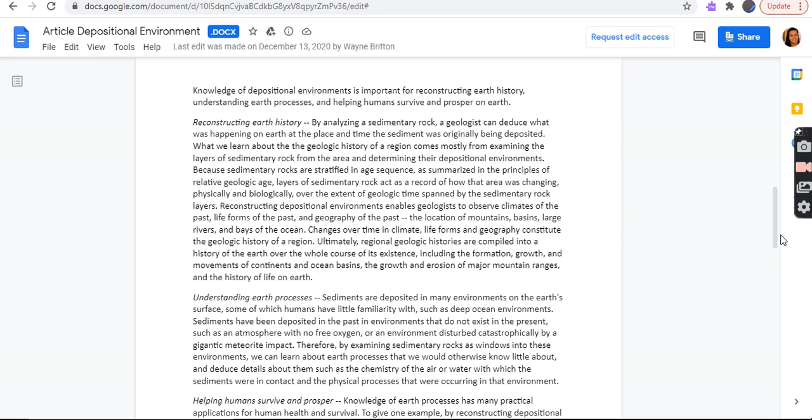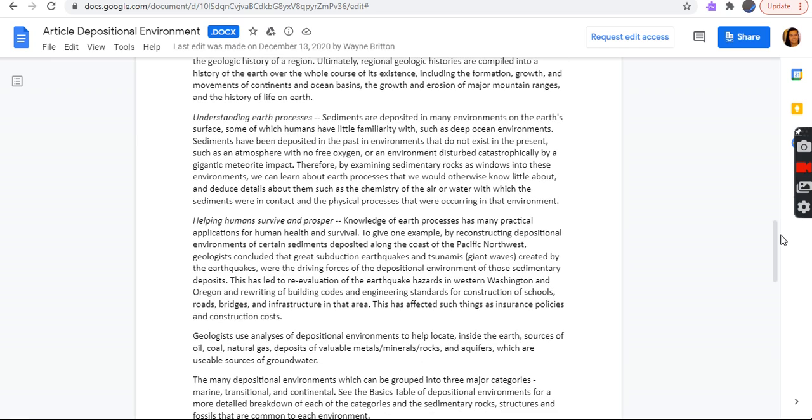The location of mountains, basins, large rivers, and bays of the ocean changes over time, as does the climate. Life forms and geography constitute the geologic history of a region. Ultimately, regional geologic histories are compiled into a history of the Earth over the whole course of its existence, including the formation, growth, or movements of continents or ocean basins, the growth and erosion of major mountain ranges, and the history of life on Earth.